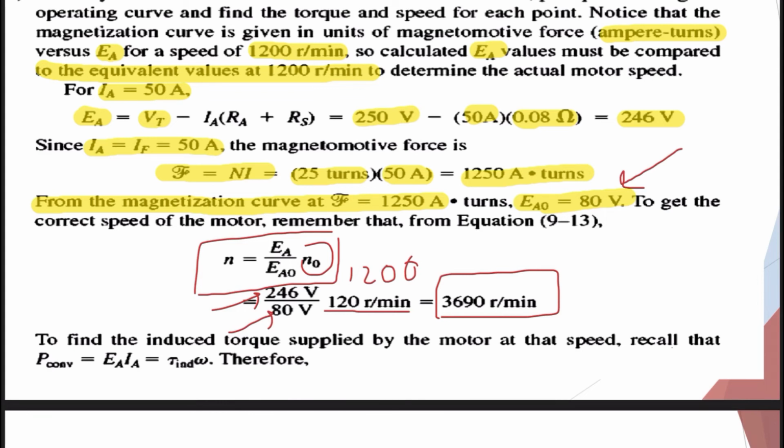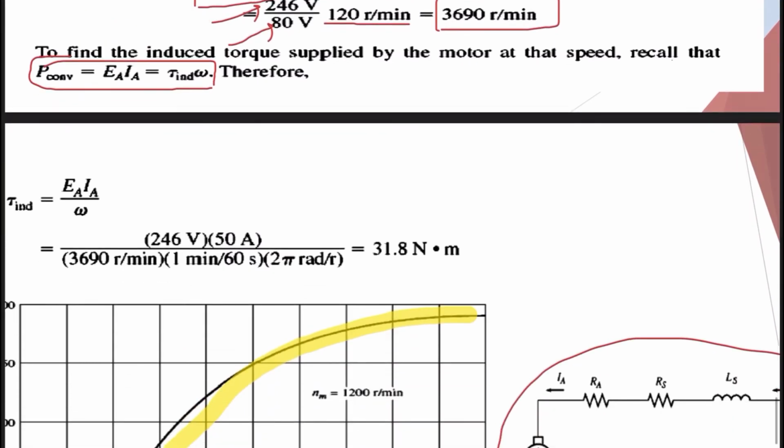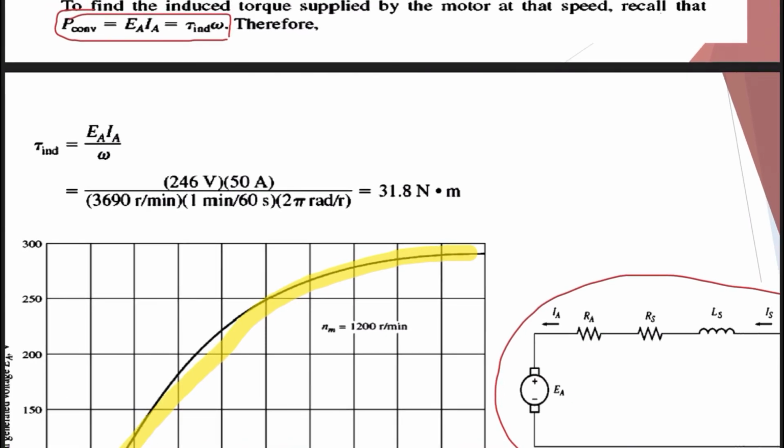Now we'll find the torque. To find the induced torque supplied by the motor at this speed, recall that we have this equation. Do you remember this, guys? P equals torque induced multiplied by omega. Therefore, torque induced equals EA multiplied by IA over omega. EA here is 246, and IA is 50 ampere.